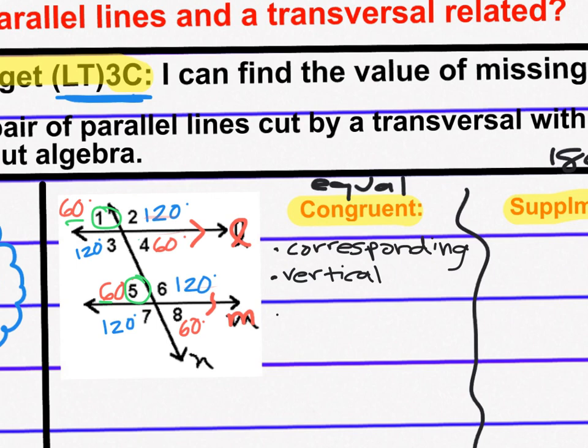Any of the alternating. So alternate, I'm going to abbreviate that, alternate exterior angles, which would be, maybe I can highlight it in yellow here, which would be angle 1 and angle 8. Those are alternate exterior. They're exterior. They're outside your parallel lines. They're alternating sides of your transversal. And those are both 60. Okay, your other pair of alternate exterior would be 2 and 7. And those are also both 120.